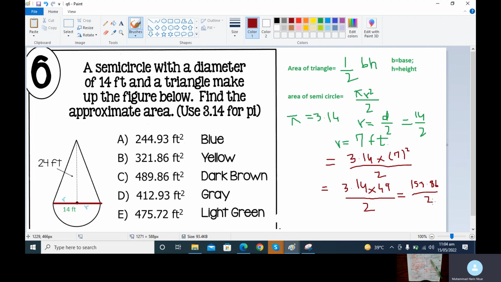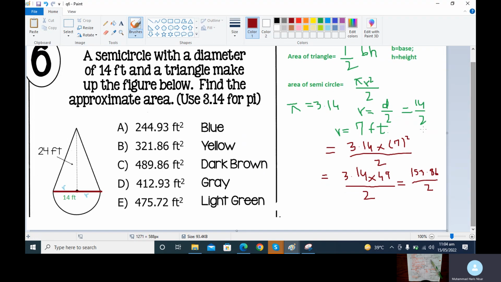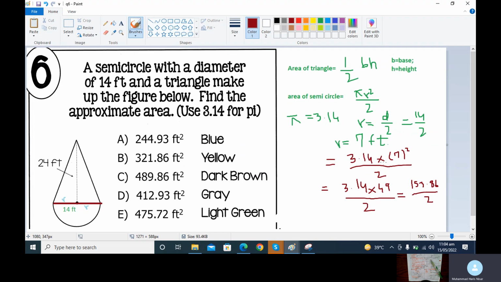Wait, so you are doing the area of the triangle right now? It's 3.14 times 7 squared, area of semicircle. What happened, John? Area of semicircle, okay. Oh, okay, guys. So you had radius is equal to divide. Okay, yes. So 3.14 times 7 squared equals 76.93.